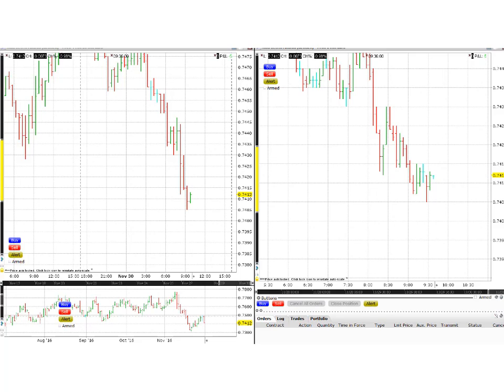On my screen, you can see basically three charts. This is a 30-minute bar chart of the December 2016 Australian dollar. This is the 5-minute chart of the same contract, and below, and perhaps most importantly, this is the daily chart of this contract. I use these three charts.